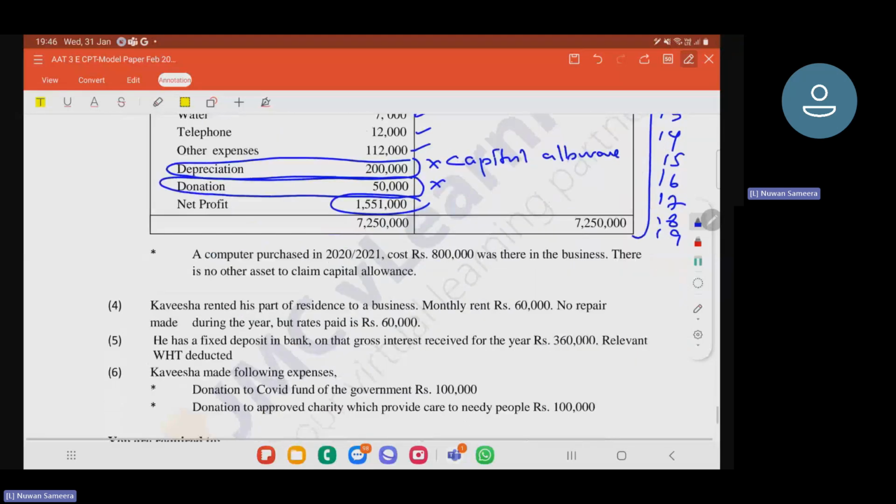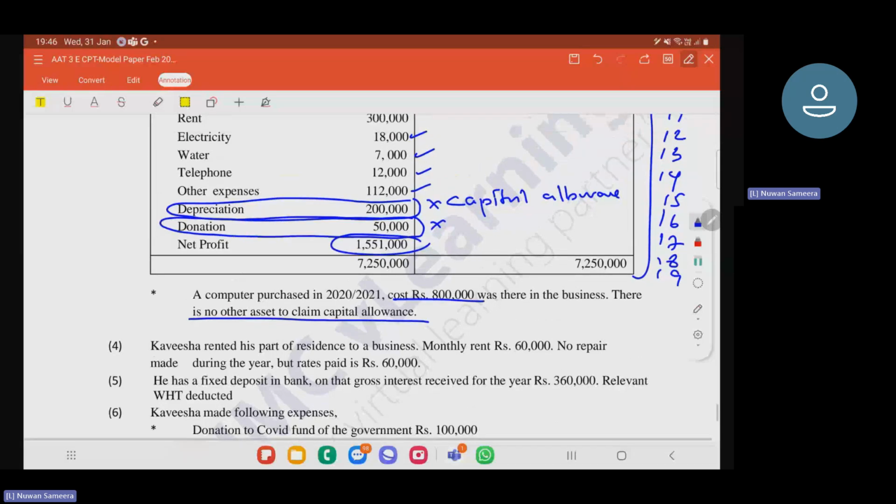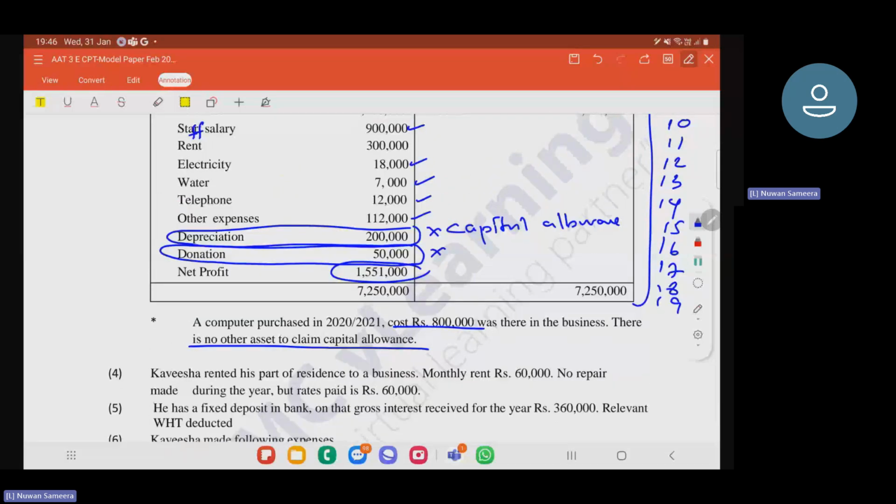So we'll see. The computer purchased in 2021 at a cost of 800,000 was in the business. There is no other asset to claim the capital allowance. That means the depreciation of 200,000 is claimed for this computer. Therefore, simply you can calculate the capital allowance for the computer. The capital allowance is simply for tax purposes. For accounting, you can calculate the depreciation as per LKAS 16. But for taxation, those accounting depreciation is not allowed. Therefore, you have to add back, and instead of that, you can calculate the capital allowances.